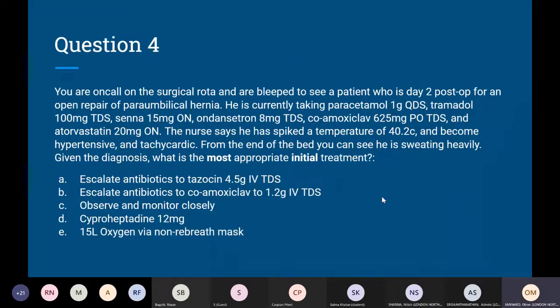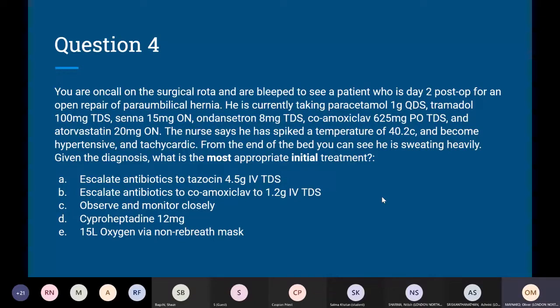So next question. You're on call on the surgical rota and you're bleeped to see a patient who is day 2 post-op for an open repair of the para-umbilical hernia. He's taking paracetamol 1 gram QDS, tramadol 100 milligrams TDS, senna 15 milligrams once nightly, ondansetron 8 milligrams TDS, co-amoxiclav 625 milligrams PO TDS, and atorvastatin 20 milligrams once nightly.